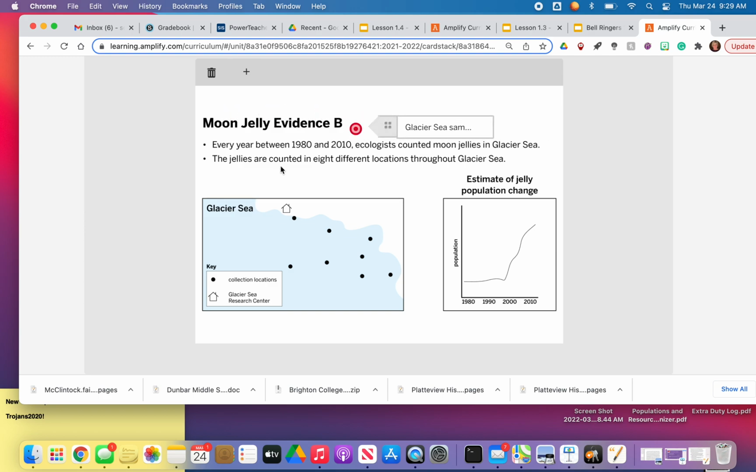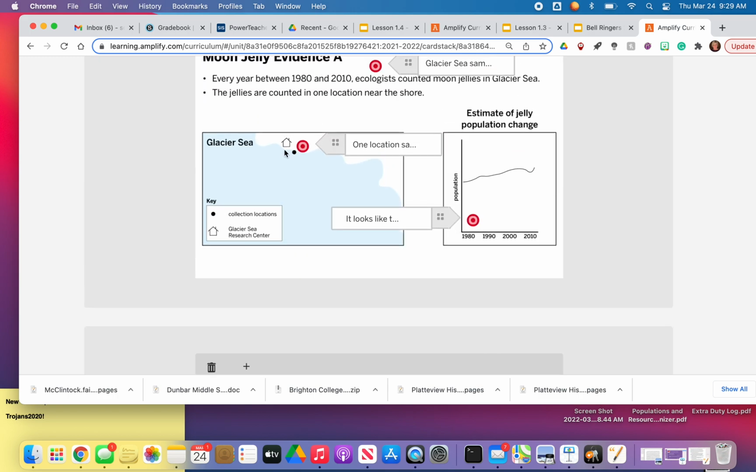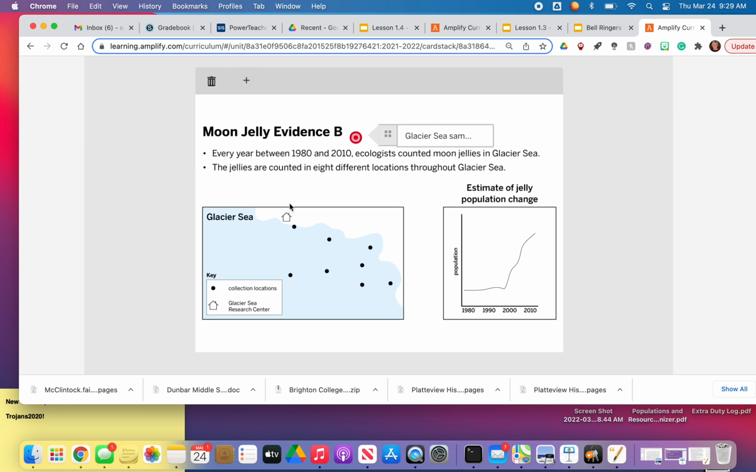Okay. The second bullet says the jellies are counted in 8 different locations throughout Glacier Sea. So as I'm looking at this graphic, I notice that we still have that one location right by the house, right by the Glacier Sea Research Center, right by the beach. But I also can see that some samples were taken near the beach and then in the middle of Glacier Sea, off the coast. So we've got a lot of different locations here.